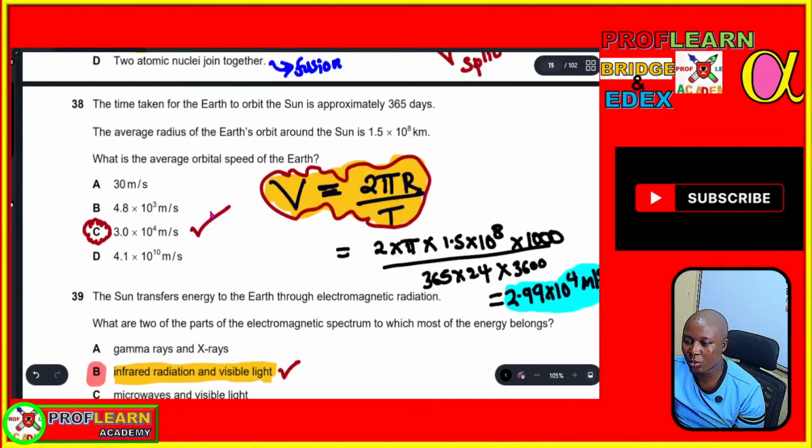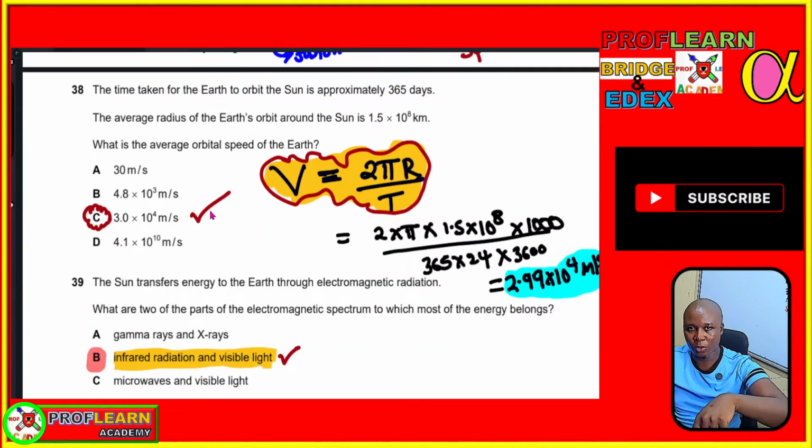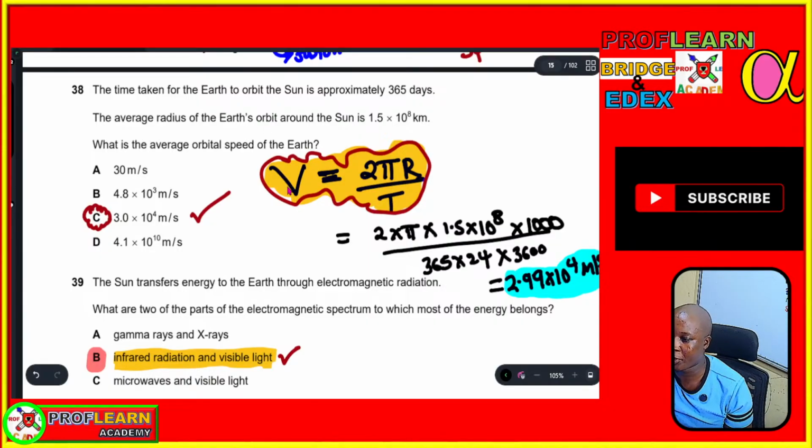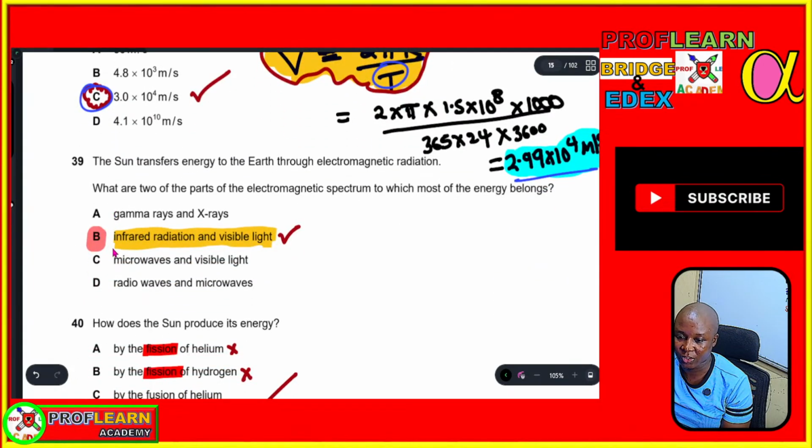If you are asked a question to do with orbital speed, you need to remember orbital speed is equal to 2 pi r over T, where T is the periodic time and r is the radius of the orbit. So then if we substitute, we're going to get 2.99 times 10 raised to the power 4 meters per second, which rounds to 3 times 10 raised to the power 4 meters per second as the value for C.